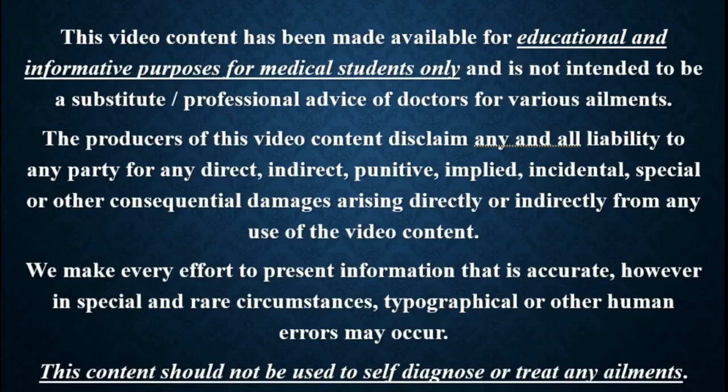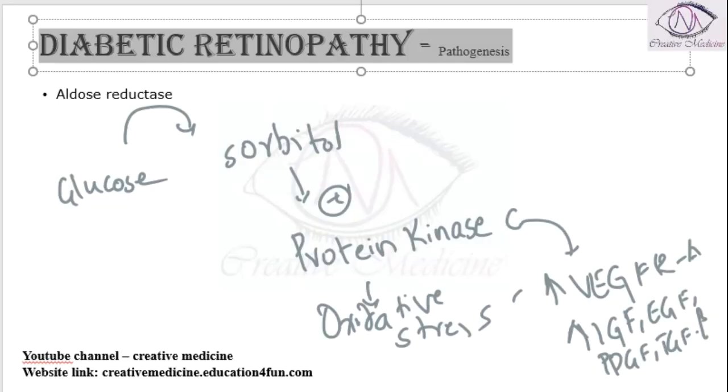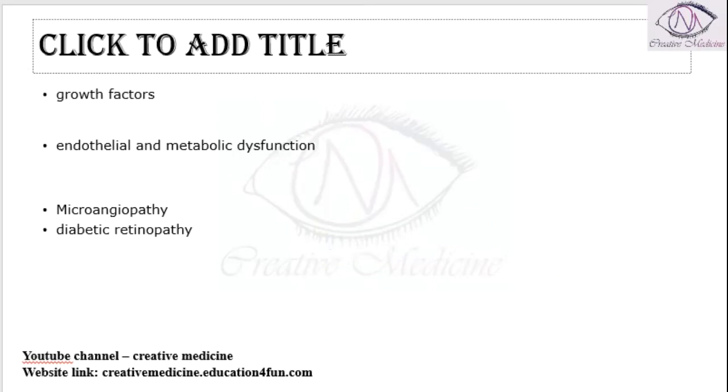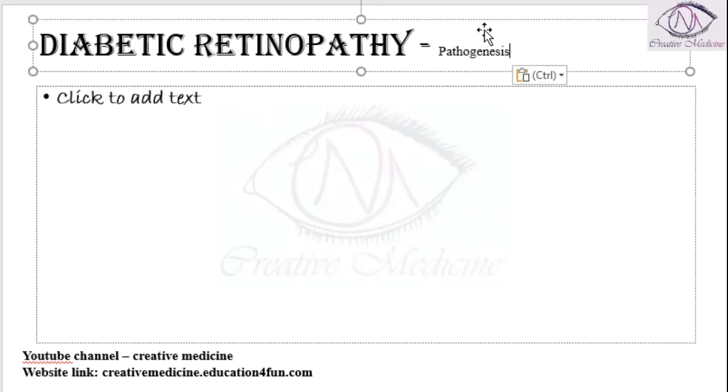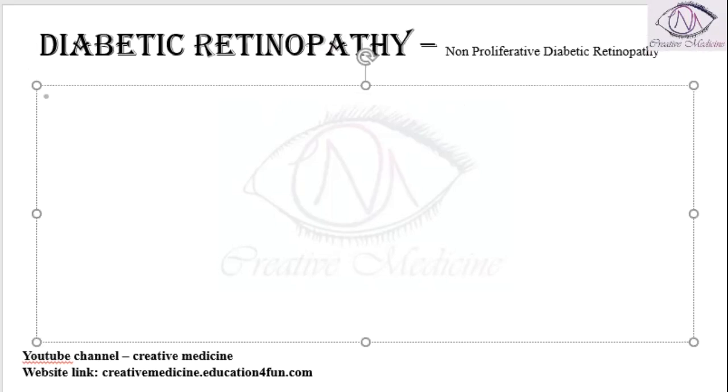In this lecture, we will learn about... So, first we will see non-proliferative diabetic retinopathy. In diabetic retinopathy, the first type is non-proliferative diabetic retinopathy. Okay. In non-proliferative diabetic retinopathy, microaneurysms are present.